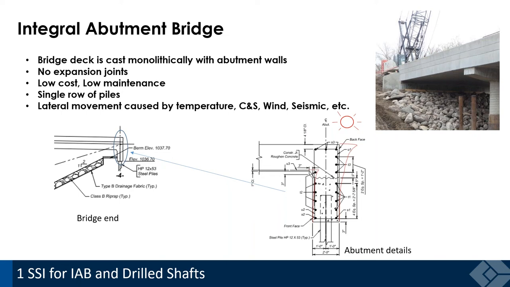So for this consideration, for integral abutment, you need to use a single row of piles. And in South Dakota, for example, the state requires the piling be oriented so that the weak axis of the piling is parallel to the centerline of the abutment. The objective is to maximize the horizontal and rotational flexibility of the pile head. South Dakota has extensive experience using integral abutment bridges.